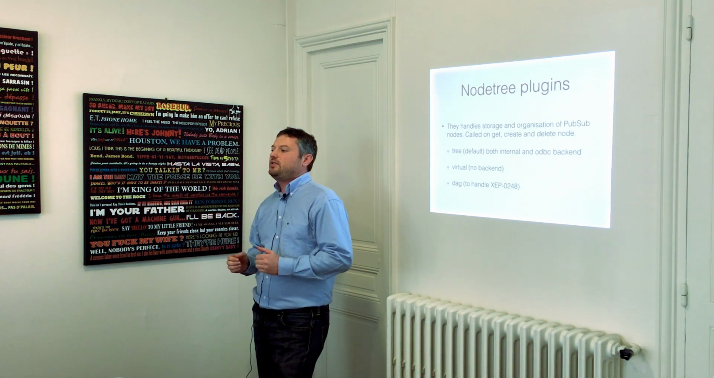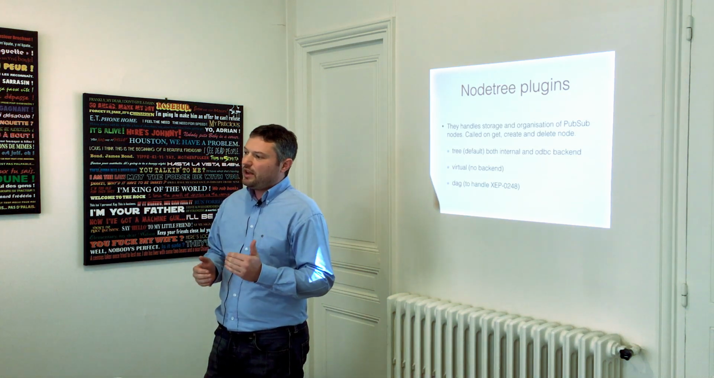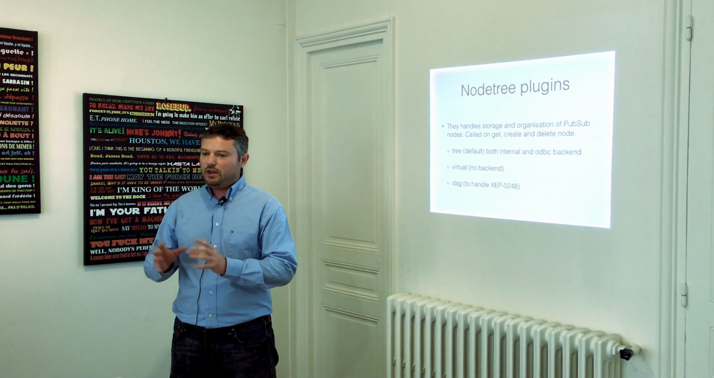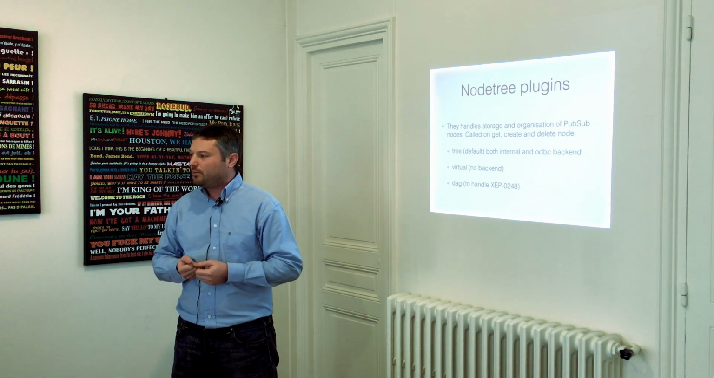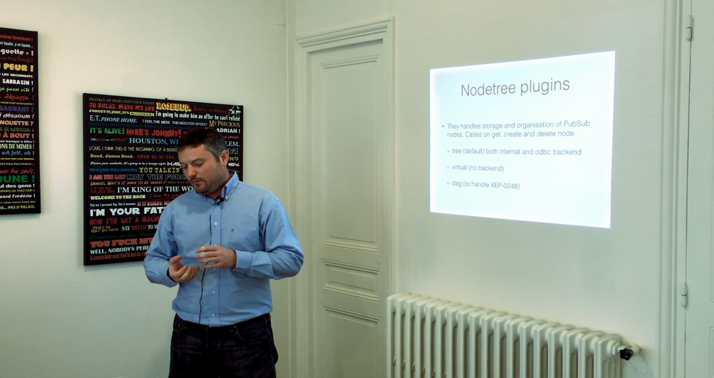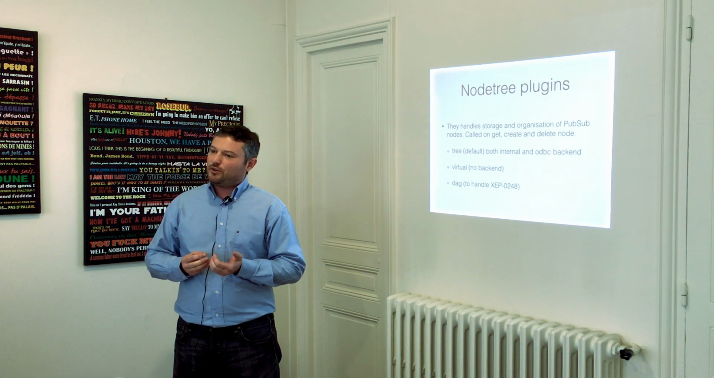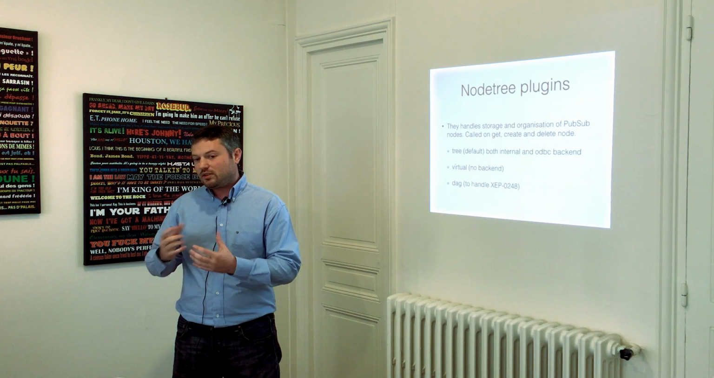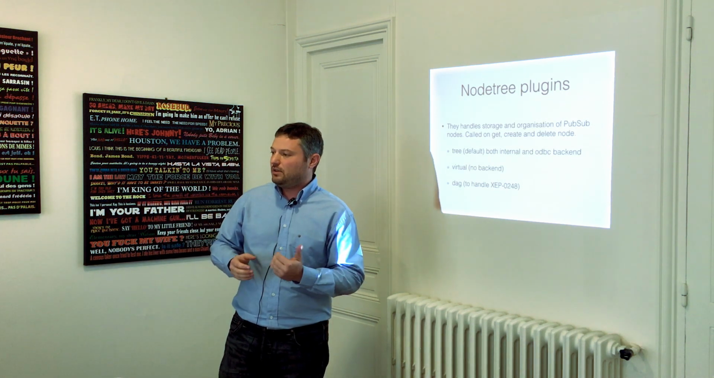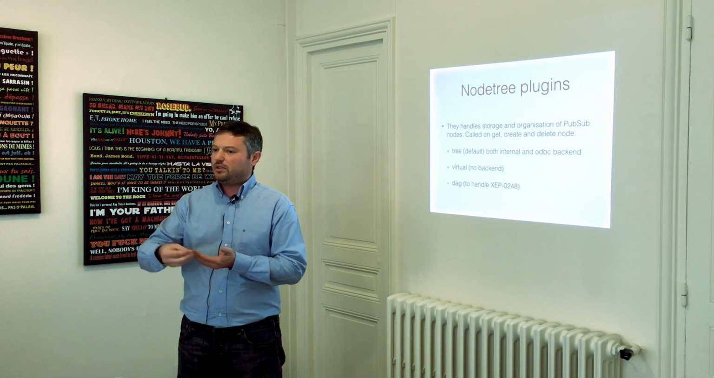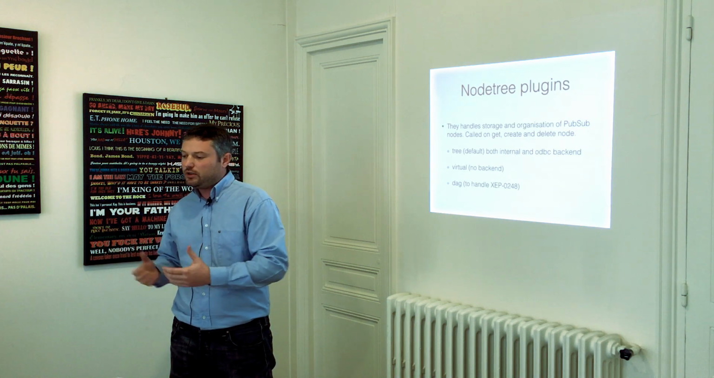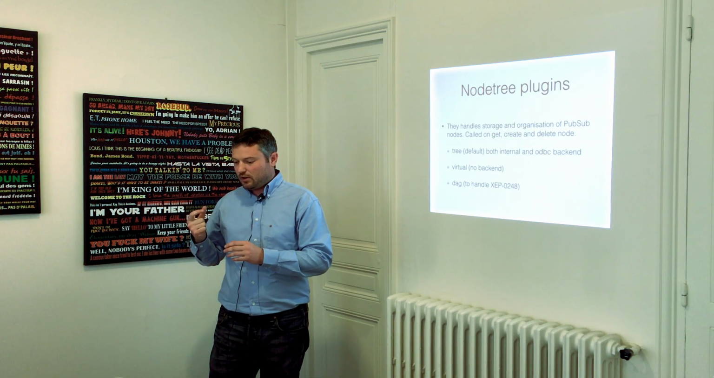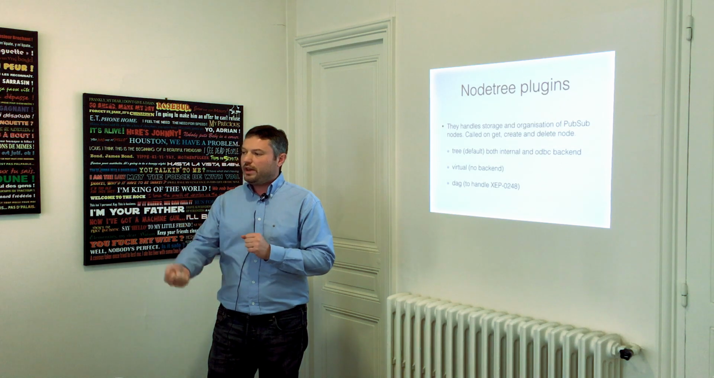So we have two kinds of plugins in Pubsub. We have what we call the node tree plugins, because at the beginning when we wrote the API, we wanted to be able to structure the nodes in a tree the same way as you store files on the file system. So this node tree plugin was in charge of managing the path of each node. In fact, we had it as an external plugin in the first place, and then it became our main plugin to manage nodes. So this one is just about creating, removing, and getting nodes.